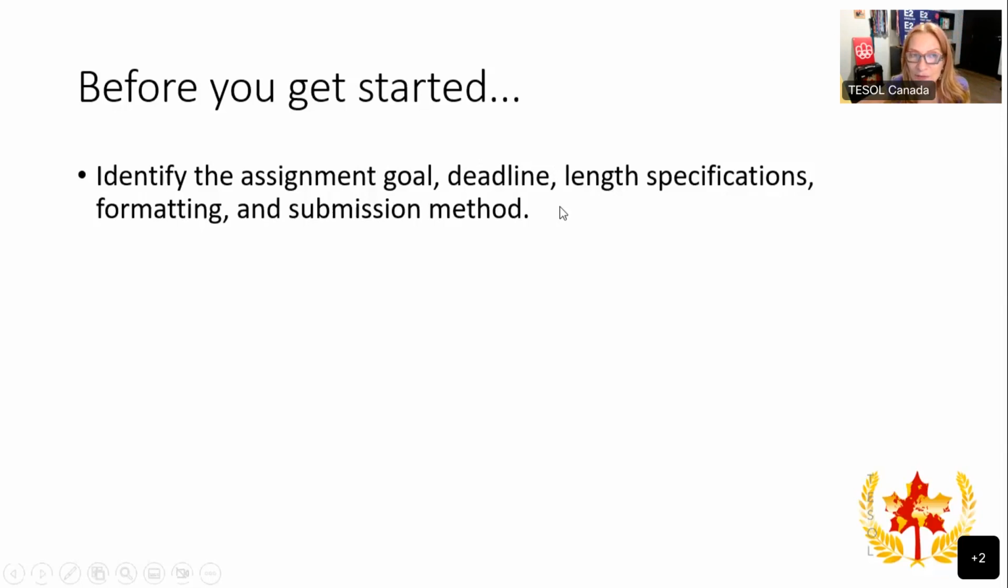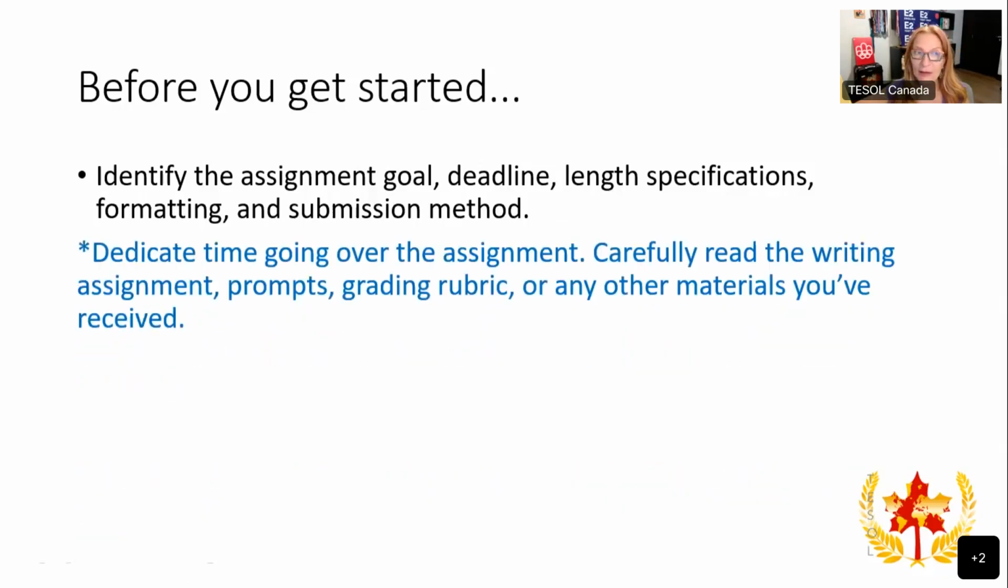So we always have to carefully read the assignment goal. You will see that some of them have a minimum and maximum page count, the deadline, the format. What format are you going to use? MLA? What are you going to use? And of course the submission method, hard copy, digital copy. So all of this is already part of developing a research paper.